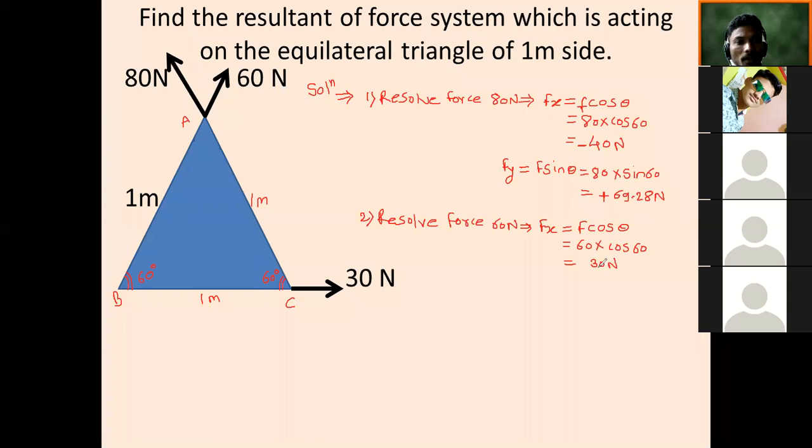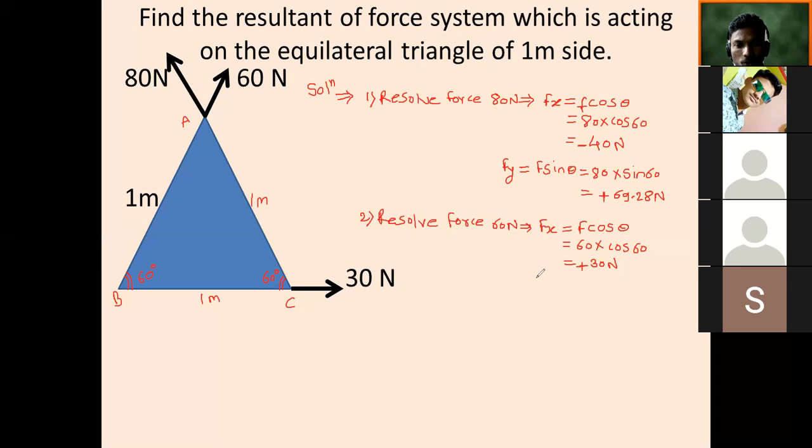So what will be the sign for the x component? Concentrate on the line of action, the arrow of the 60 Newton force. Where is it going, positive x-axis or negative x-axis? Positive x-axis. So I have to give a plus sign. Any confusion, any difficulty?